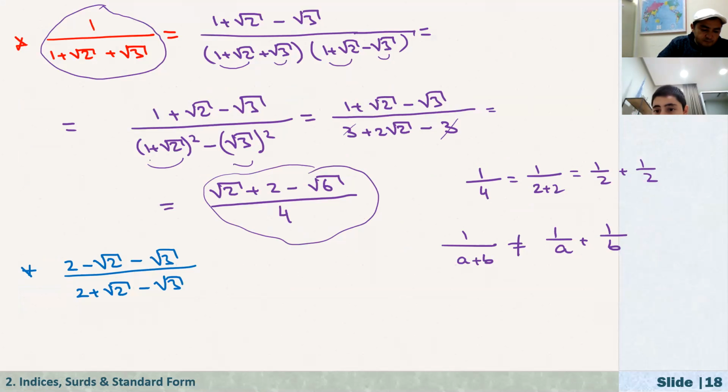Teacher, can the numerator be like so long? Yeah, of course. It can be anything. Here we need to make the denominator a rational number. Numerator can be anything. Should I simplify as much as possible?